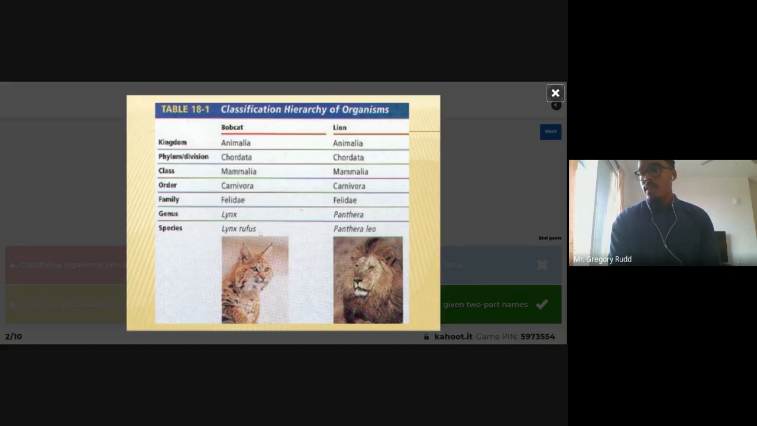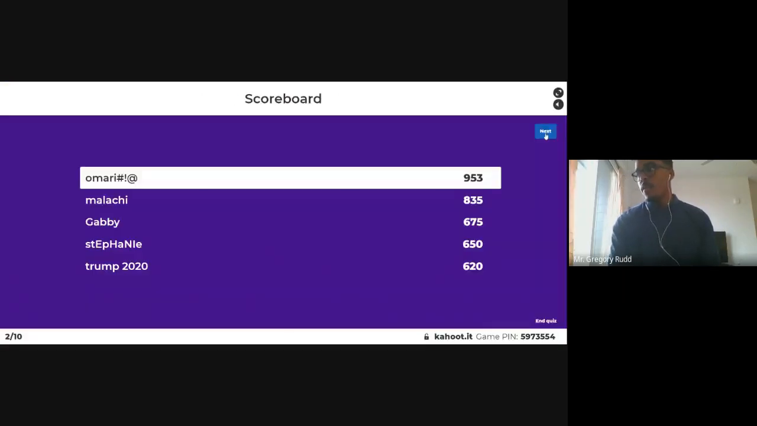Now, the way we write this, with the genus capitalized, the species not capitalized, and both words italicized, is what we call the binomial nomenclature. It's the genus and the species. So instead of writing all seven or eight of their classifications, we simply write the genus and the species. We capitalize the genus and we italicize both words. This is called the scientific name. Okay, but it's cool that we can see here that they've got five of the same classifications. Makes sense if they're both big cats.